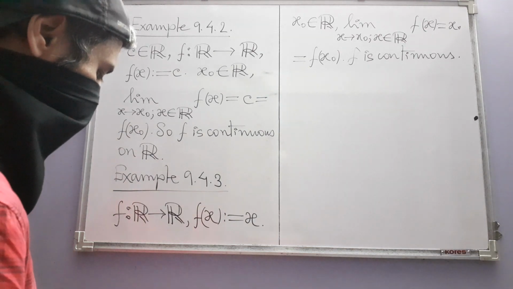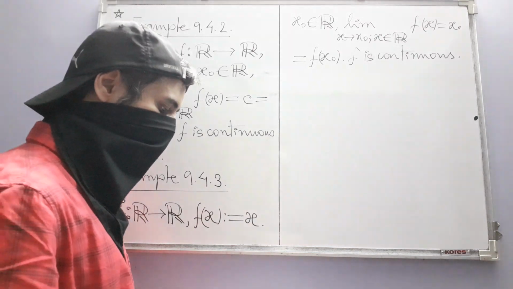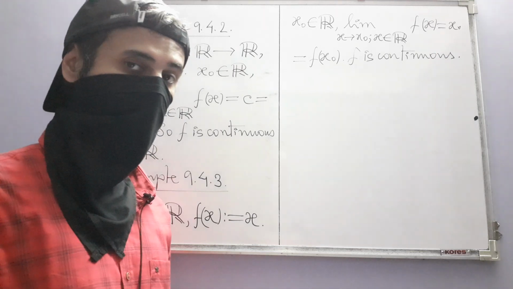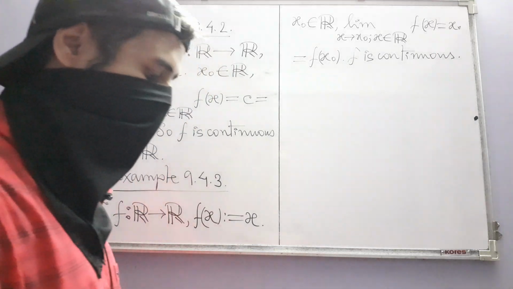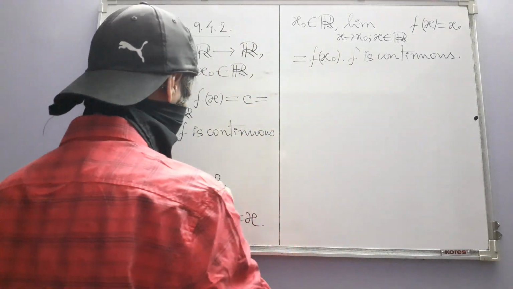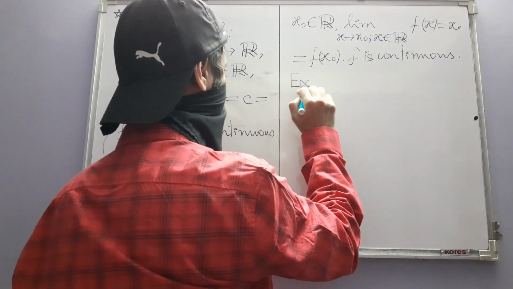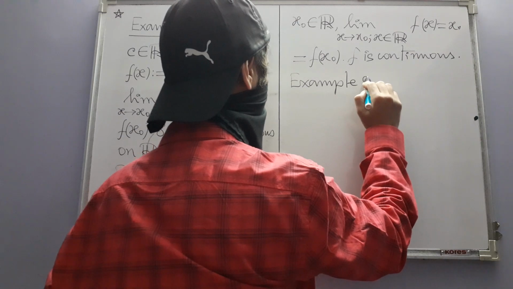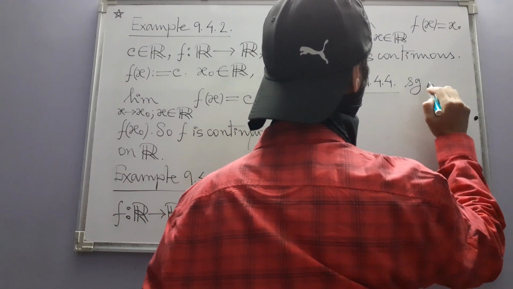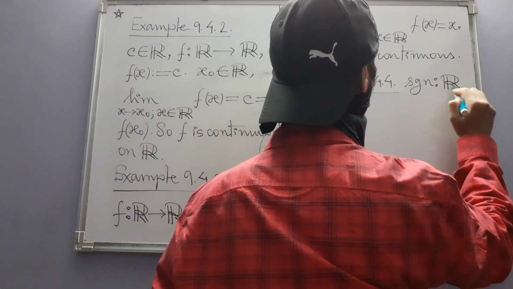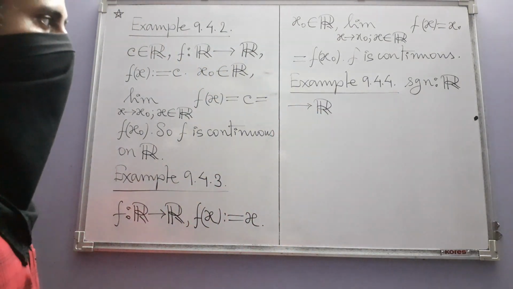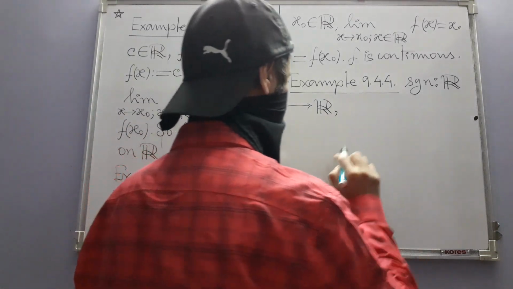So these are two examples. But now let's see, I should not say non-examples, but an example of a function which won't be continuous everywhere. This also is going to come from the previous sections, the signum function. We already know this function Sgn from R into R. Although we know it, let's see once more.